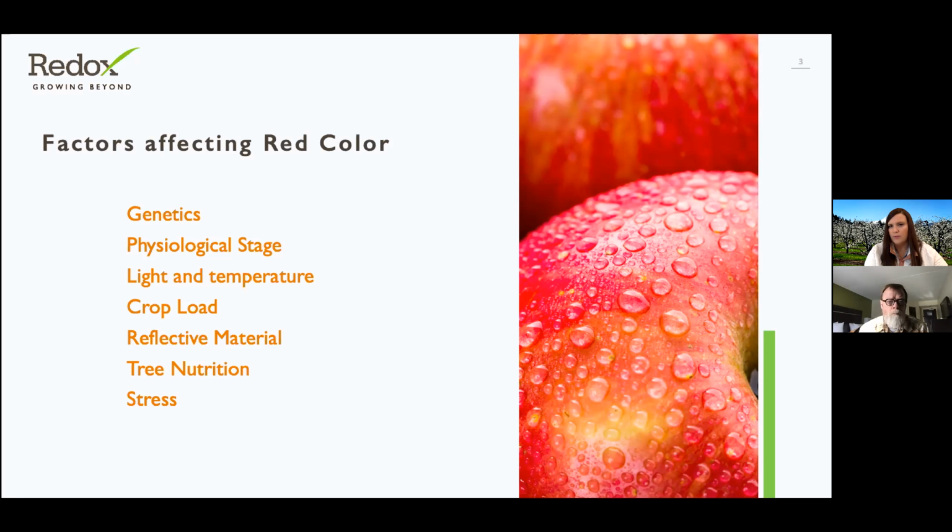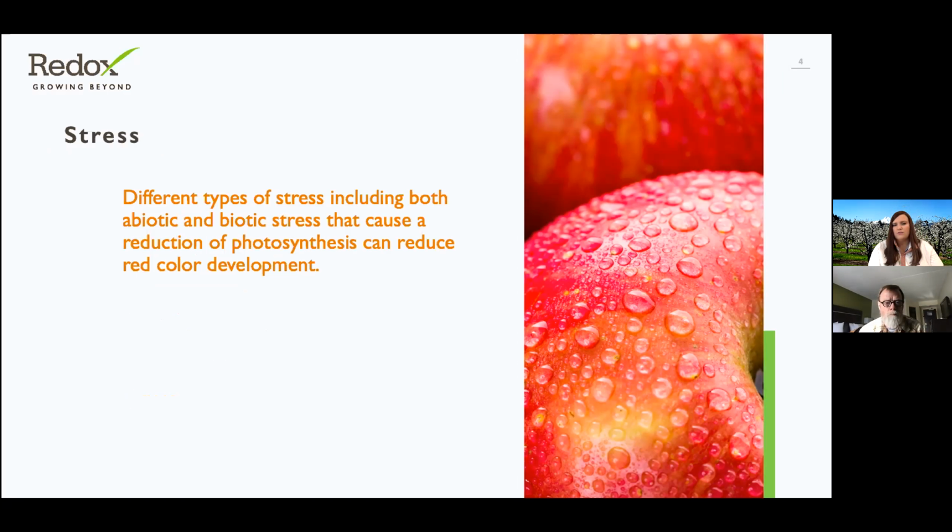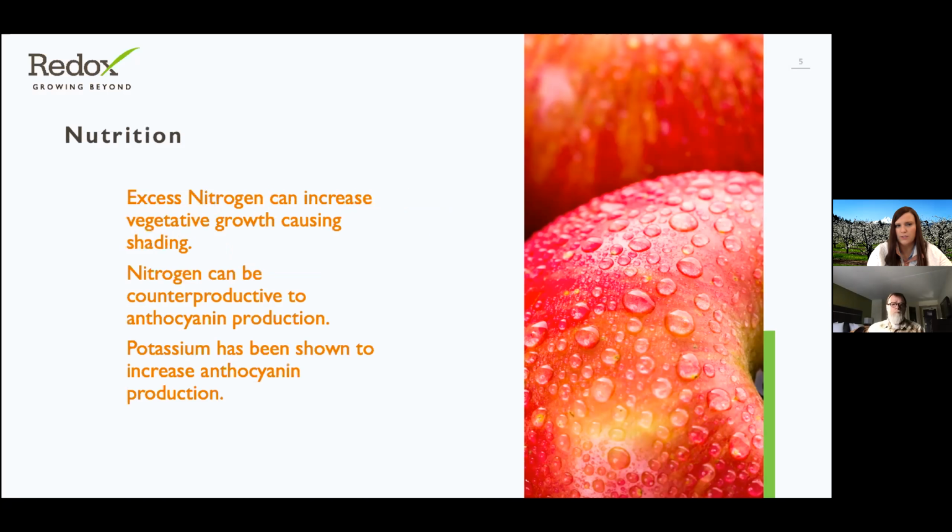Crop load, overcropping can cover up other apples from receiving that light. Whether or not you're using reflective material to get more light into that canopy. Proper tree nutrition, and plant stress. I'm going to dive a little deeper into those last two because that is where we can make a difference. There are different types of stress, both abiotic and biotic, that reduce photosynthesis in a plant. And if you get a reduction of photosynthesis, that can actually reduce your red color development.